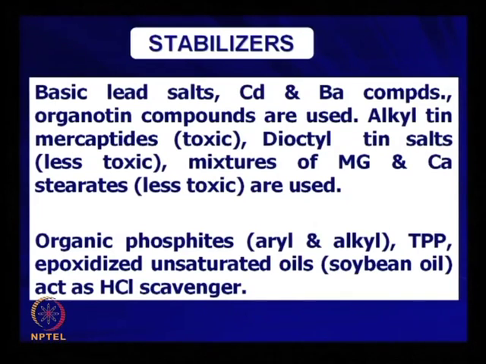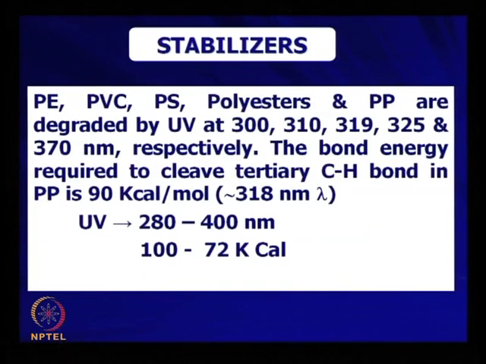So, epoxidized unsaturated oils, similarly natural rubber can be epoxidized. ENR, epoxidized natural rubber, is available commercially; that means the double bond is epoxidized, an epoxy compound. So, those act as HCl scavengers. Once some HCl is produced, that will be consumed by it. This way it stabilizes the polymer.